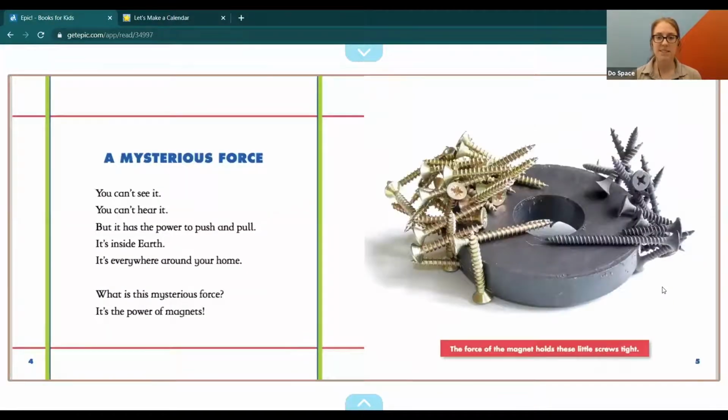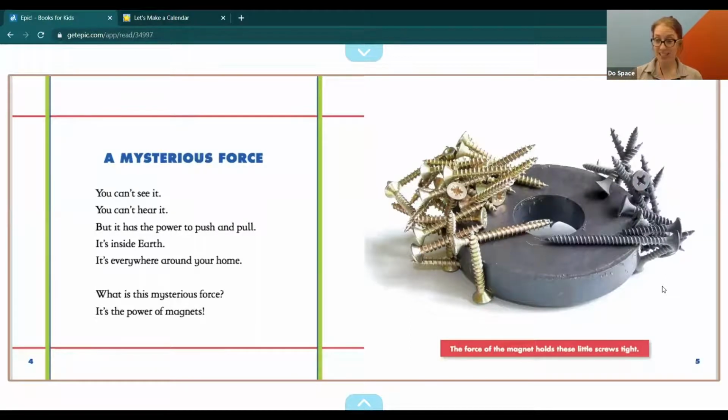So, a mysterious force. You can't see it and you can't hear it, but it has the power to push and pull. It's inside Earth and everywhere around your home. What is this mysterious force? It's the power of magnets.